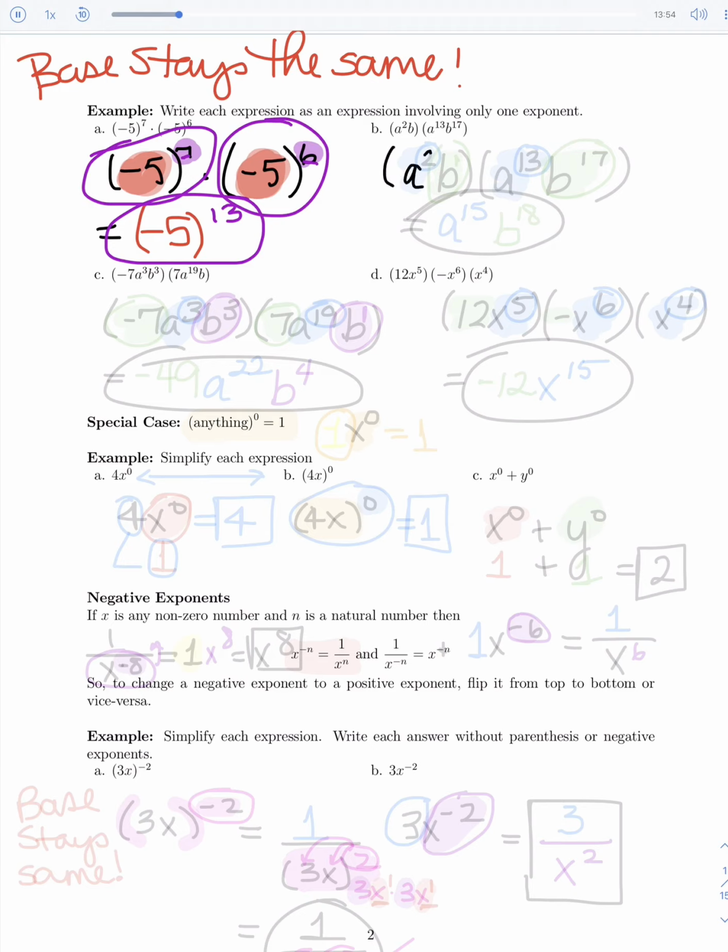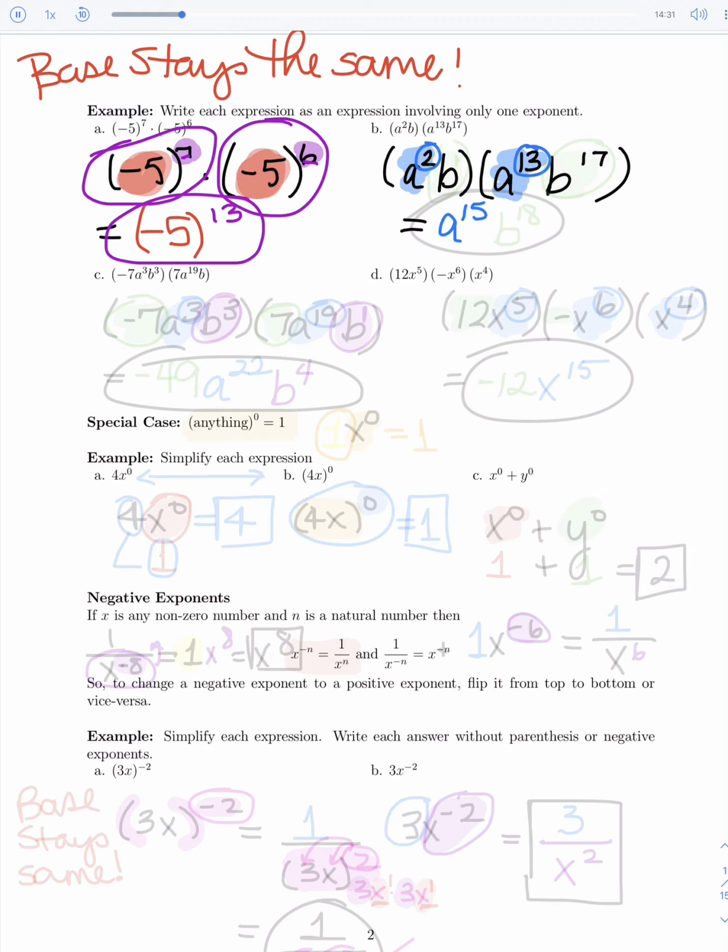In B, we have an a squared times b times a to the 13th, b to the 17th. So let's deal with these one at a time. Remember, we can only combine things if they have the same base. So I can only combine a's with a's. So if I have an a squared times an a to the 13th, remember the base stays the same, so it'll remain as an a, but I'll have 2 plus 13 for a total of 15 a's.